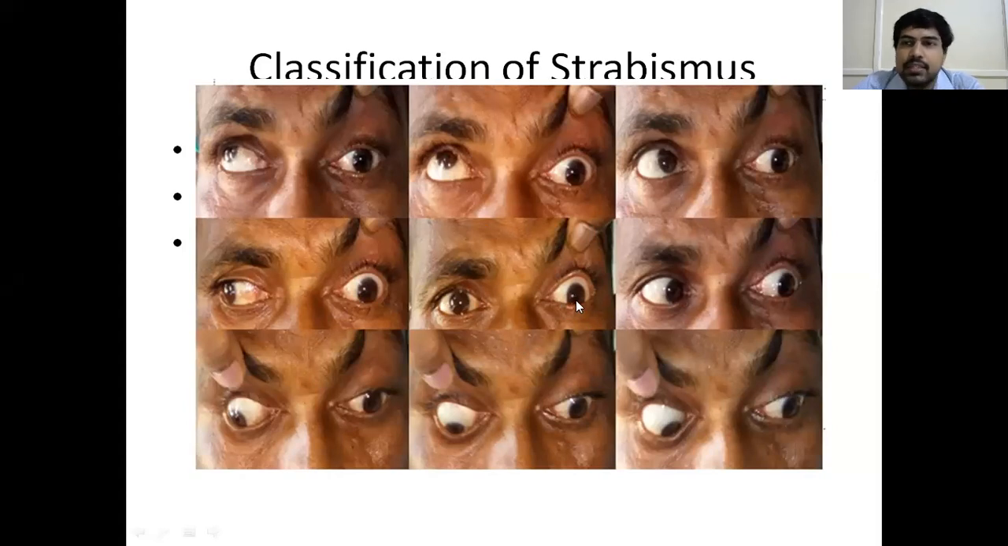Now, if you see my eyes, both of my eyes are looking straight. That means either I'm completely normal, I don't have any squint, or I might be having some apparent squint or heterophoria, which you can elicit only if you perform some particular tests. Okay, what are those tests? We'll see in the later slides.